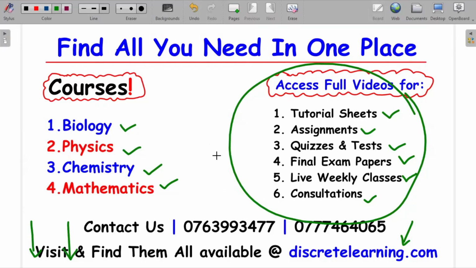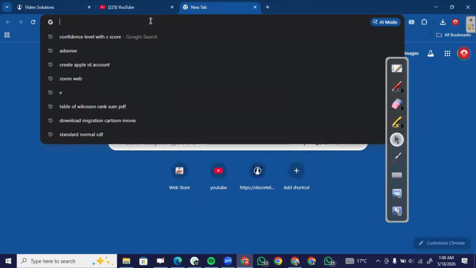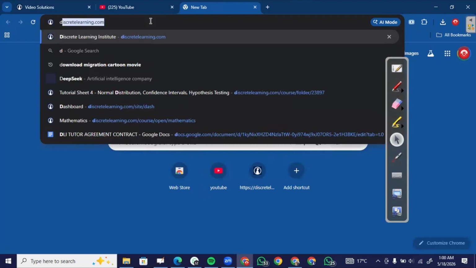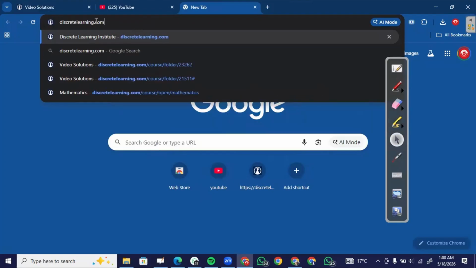Okay, so for those who have never seen our website, let me just show you here. Just go to Chrome or any browser of your choice, and then you're just going to type in discretelearning.com. So this is the website here. Now, when you type in this website, just go to the website.